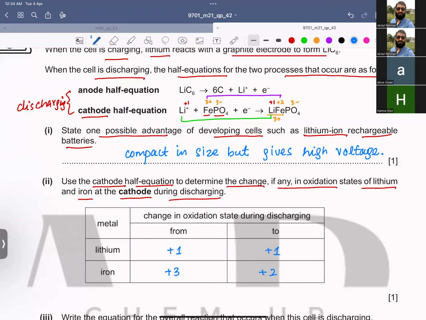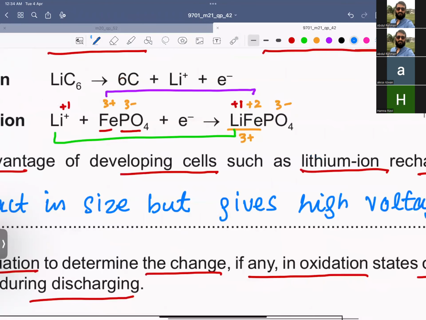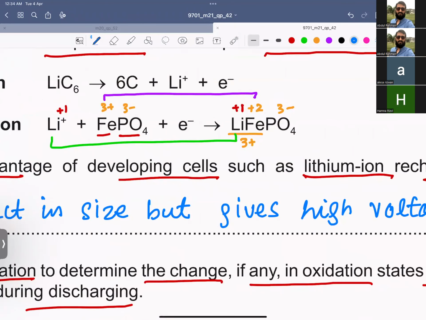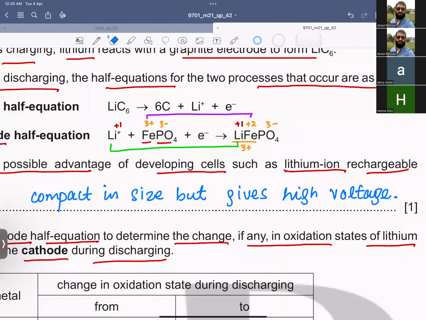So, sir, how do you know the oxidation state of iron is 2 positive? You are asking why the oxidation state of iron is changed, right? Yes, like how do we know it? Okay. Let me show you the working again.